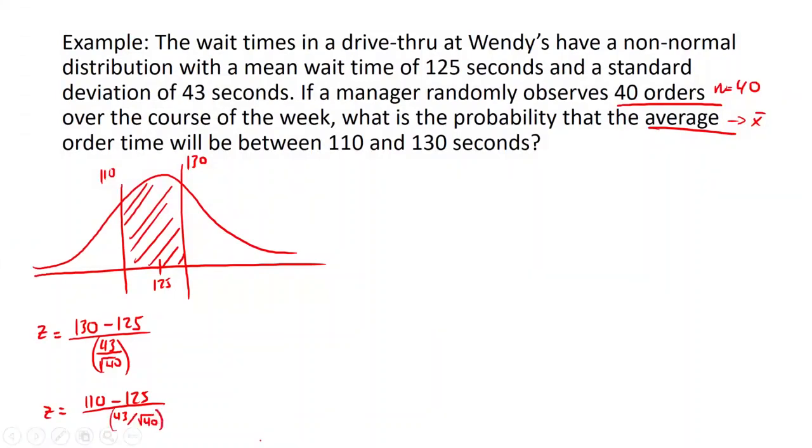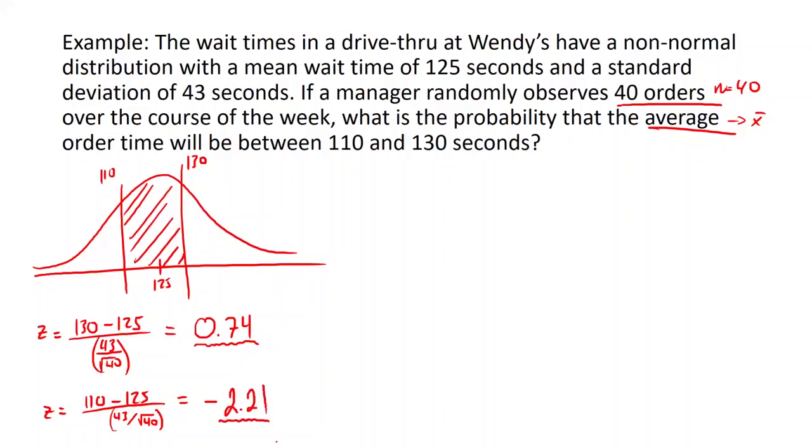Should be 43 divided by root 40 for that z-score. Okay, so what do you get for the top z-score? 0.74. It's the flip of the other one, right? Because this is 5 above, so this will come out to a positive 0.74. What about the bottom one? Negative 2.21. Negative 2.21? Yeah.